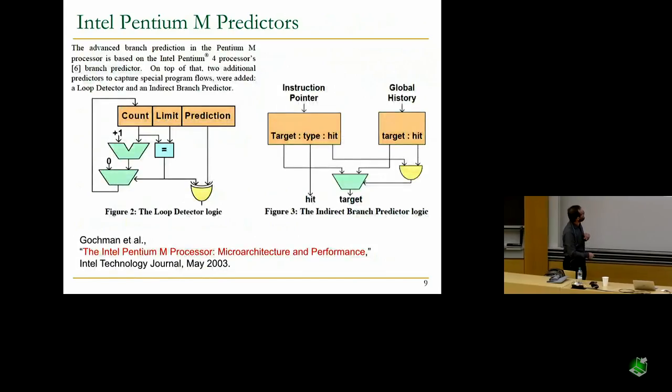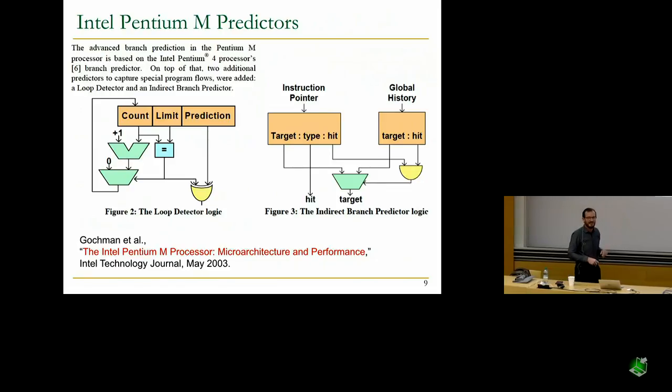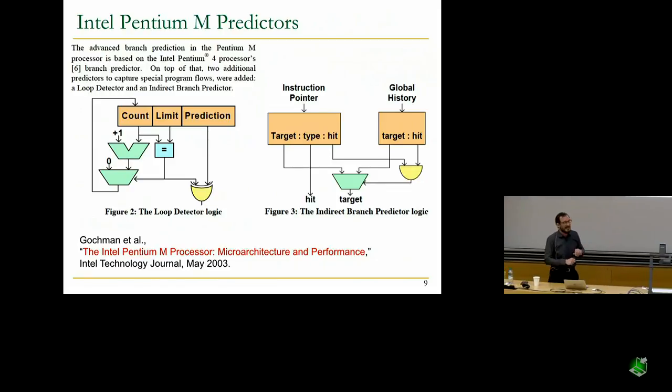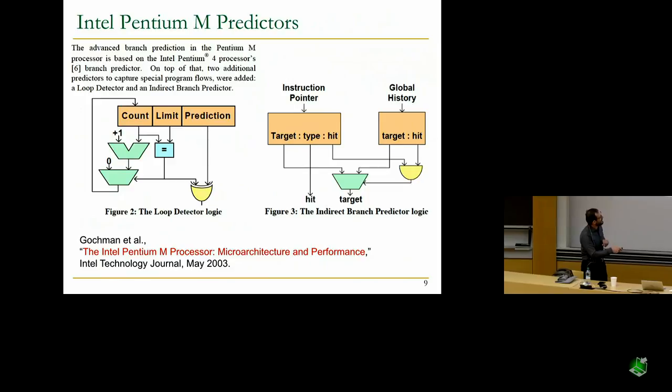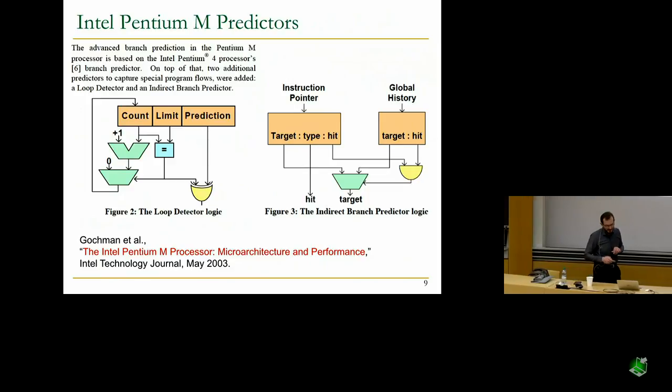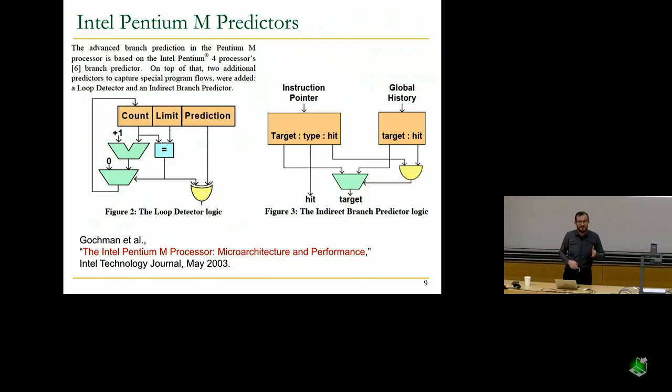Okay, so this is one example of existing mechanisms in Intel processors. You can see the loop detector logic here. They figure out what's the count of the loop, what iteration count you're at, what is the limit, and what your prediction should be based on that. It's a very simple predictor that learns from past behavior again. And this is an indirect branch predictor. If we have time, we'll talk about that also, because indirect branches are harder to predict because you may have multiple target addresses.